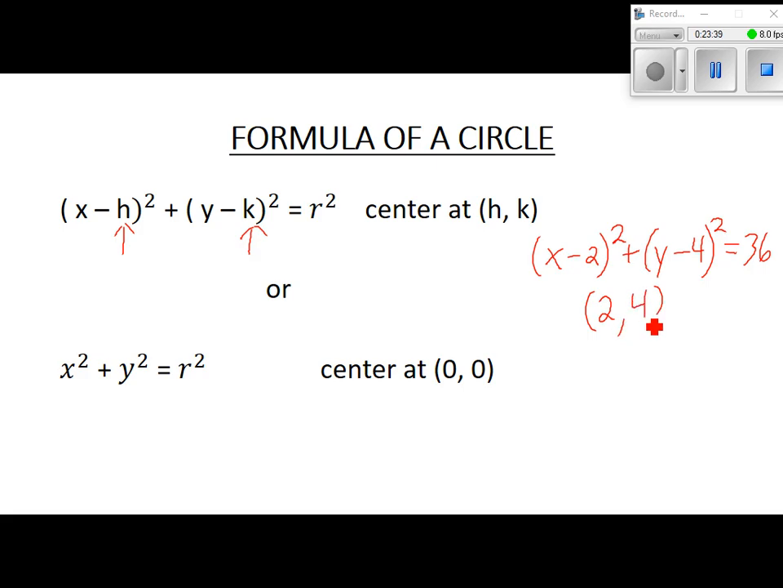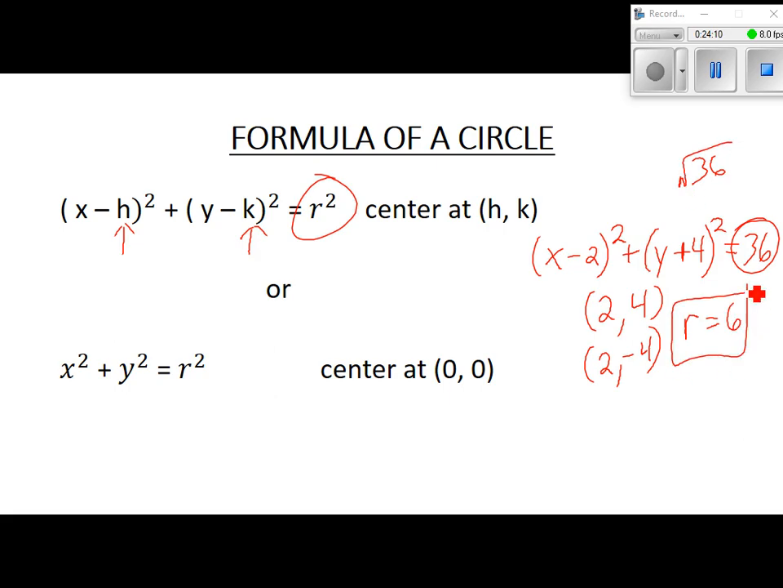All right? What if I change this and made that a plus there? It'd be -4. So then the center would be 2, -4. Regardless of which way that is, this number tells you what the radius is, but is the radius 36? No, that number is the radius squared. So what do you got to do to this number to find the radius? Take the square root. What's the square root of 36? So the radius of the circle would be 6.